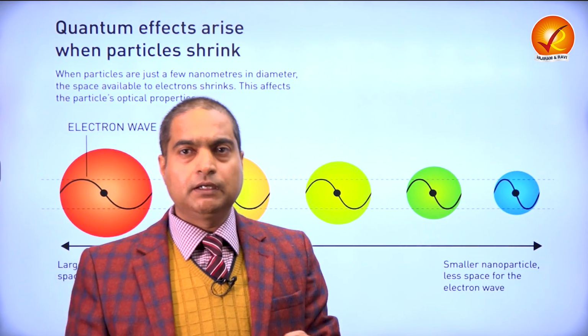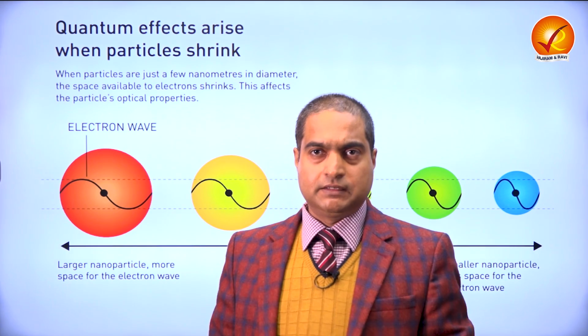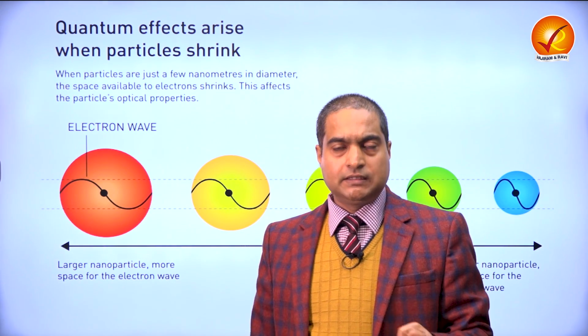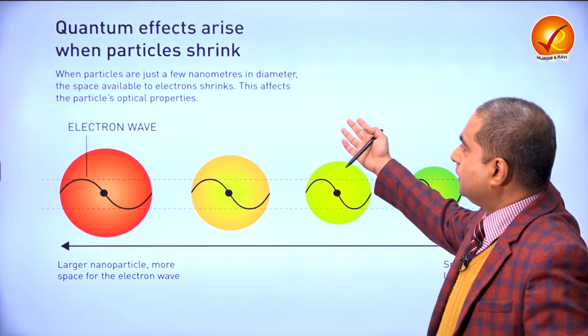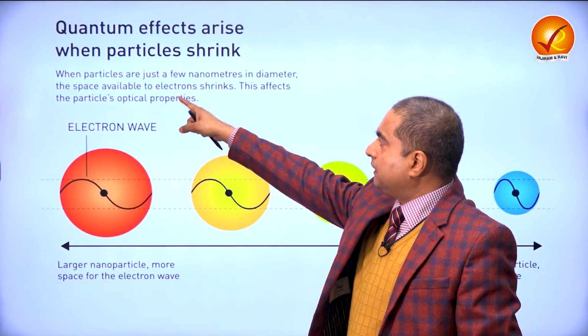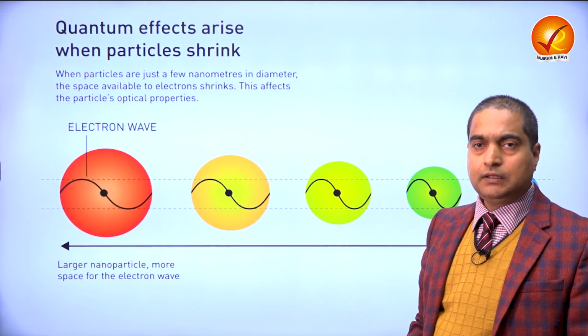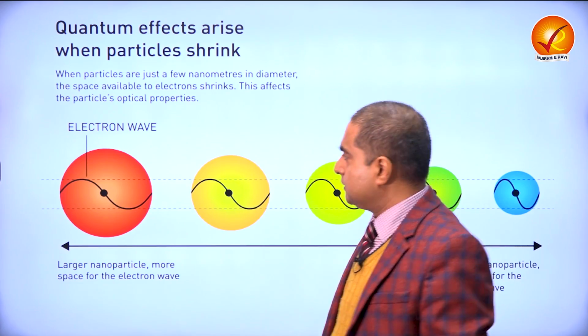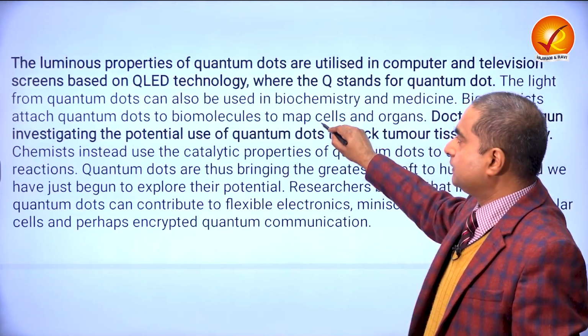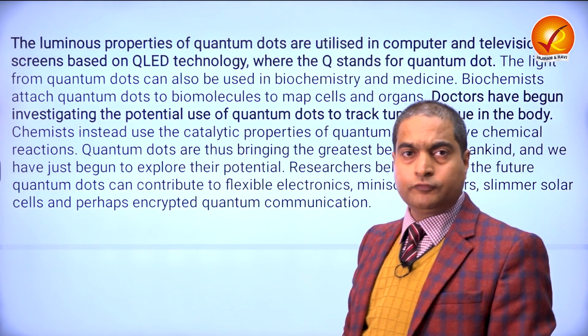So multiple color quantum dots can be synthesized. These Nobel laureates synthesized them and proved how this size dependence can be applied. When particles are just a few nanometers in diameter, the space available to the electron shrinks, and this affects the particle's optical properties. In terms of application, this topic is important both for prelims and mains.